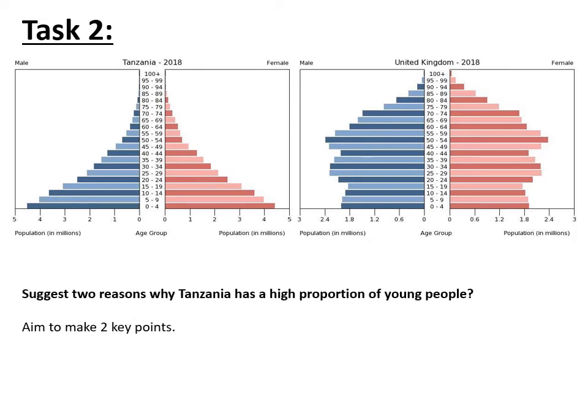Task 2. Suggest 2 reasons why Tanzania has a high proportion of young people. So the command word suggest means you don't have to know and be an expert in Tanzania, although by all means you have the advantage here at home of being able to maybe go and do some research. You can absolutely go and look up what's going on in Tanzania if you want to be thorough. But I'm after a slightly more simple answer here. Give me 2 reasons from the pyramid why Tanzania has a high proportion of young people. Make 2 points. Pause the video now.